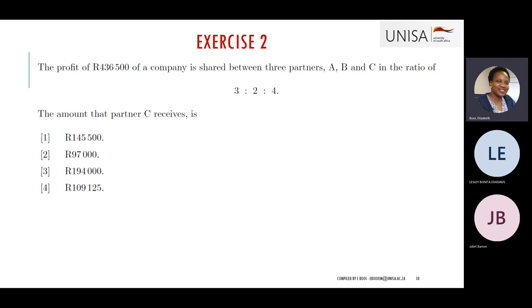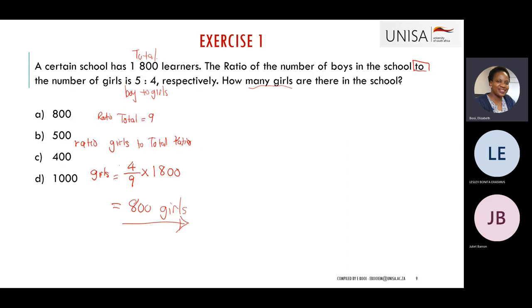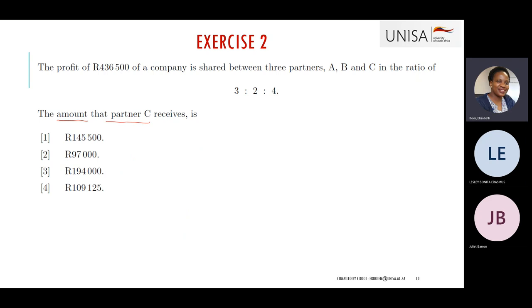So the profit of 436,500 of a company is shared between three partners, A, B, and C, in the ratio of 3:2:4. How much is partner C going to receive from this? Remember, it's almost exactly the same. How much partner C receives is the same as how many girls there are in the 1,000. So I'm just going to give you time. You can start now.